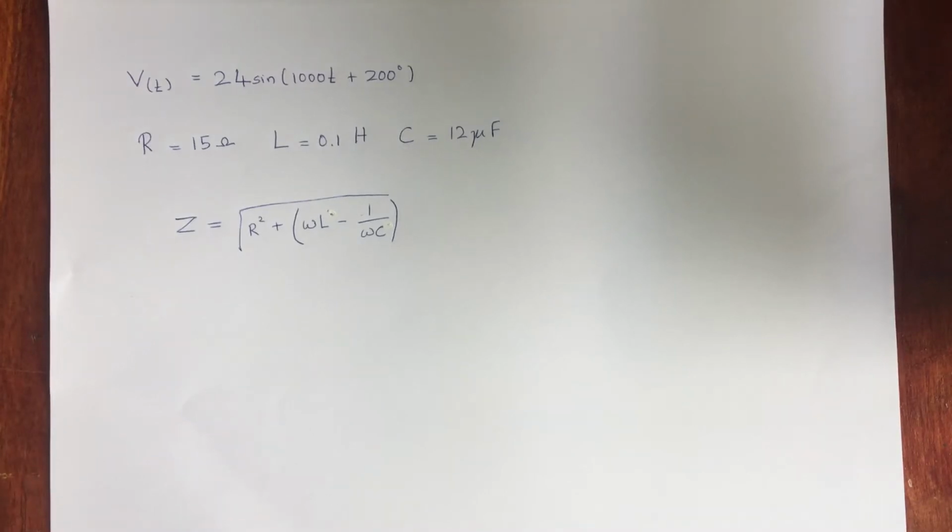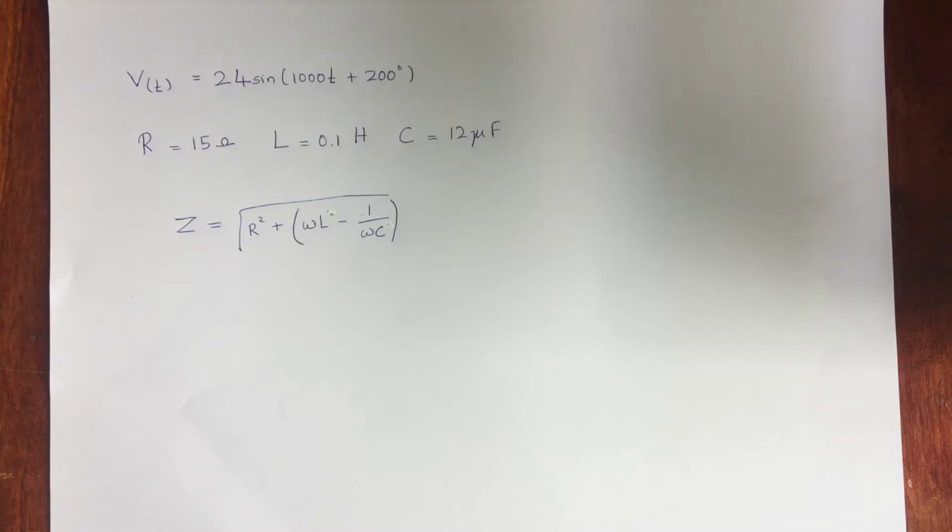Hi guys, in this video we are going to learn another interesting question from the series RLC circuit, which is connected in series. Also they have given the values of R, L, and C, and they are asking about the impedance of that circuit in the Cartesian form as well as the polar form.